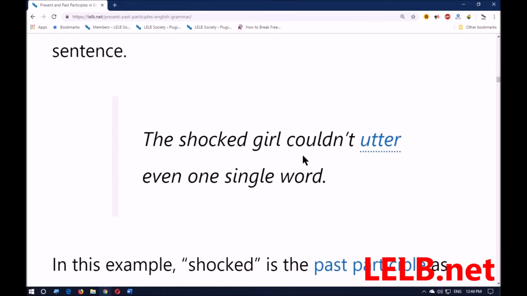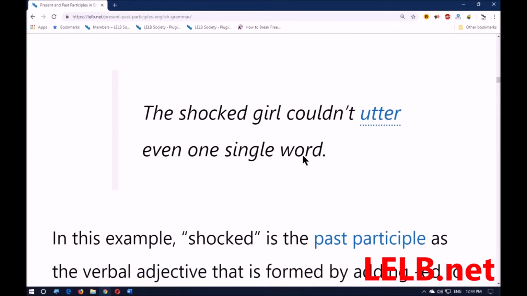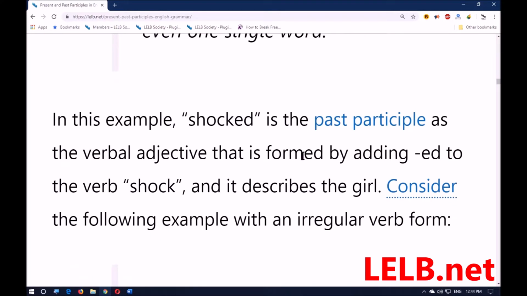For example, the shocked girl couldn't utter even one single word. Shocked girl, the girl who was shocked. So here the girl actually has a passive role, being shocked and not shocking anybody. In this example, shocked is the past participle as the verbal adjective that is formed by adding ed to the verb shock, because shock is regular, and it describes the girl.